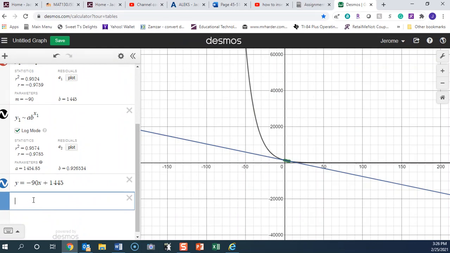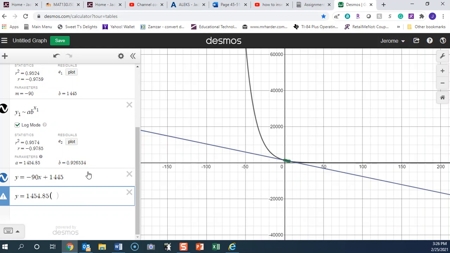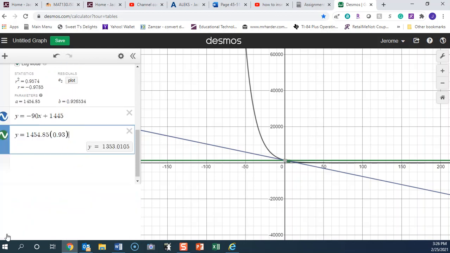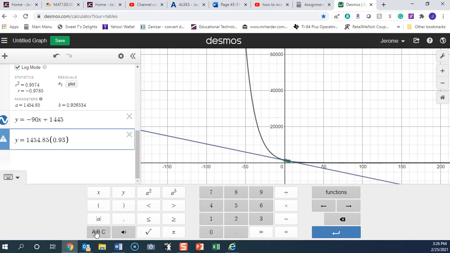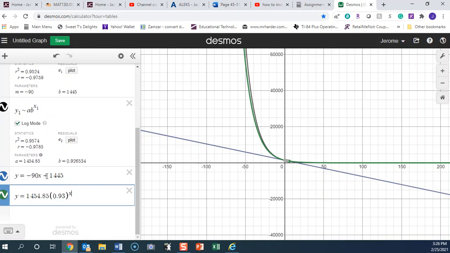Now we want the exponential regression. So we'll do y is equal to, and we know it's ab to the x. A is 1,454.85. We'll do our parenthesis. And then our b, we'll round to 2 decimal places, which would be 0.93. Close our parenthesis. And then we would take this to the x power. And that will be our exponential. This is the linear. This is the exponential. And we're done. Don't worry about what the graph looks like.